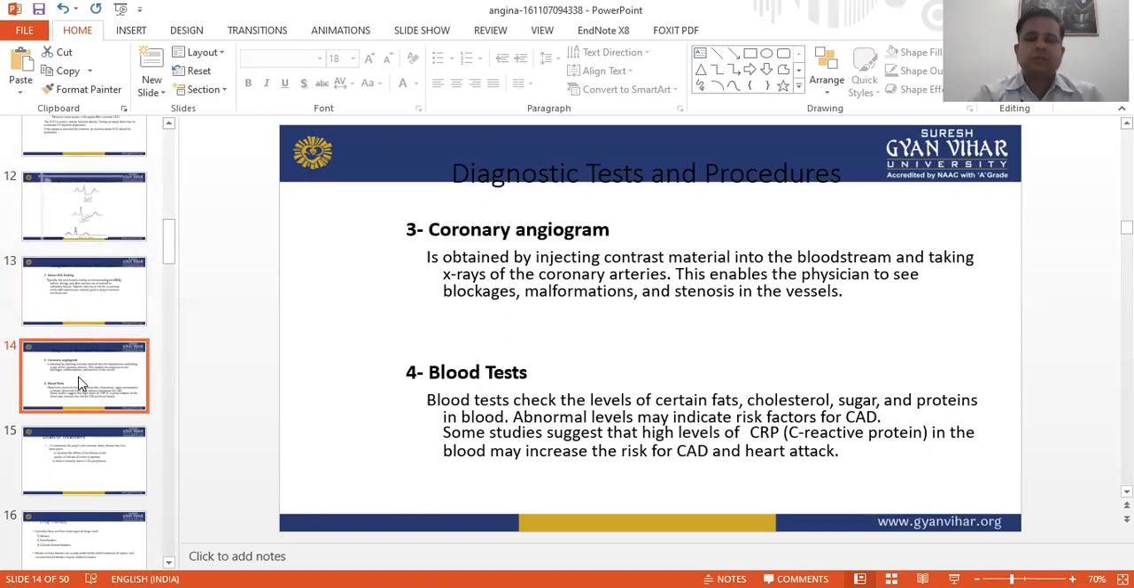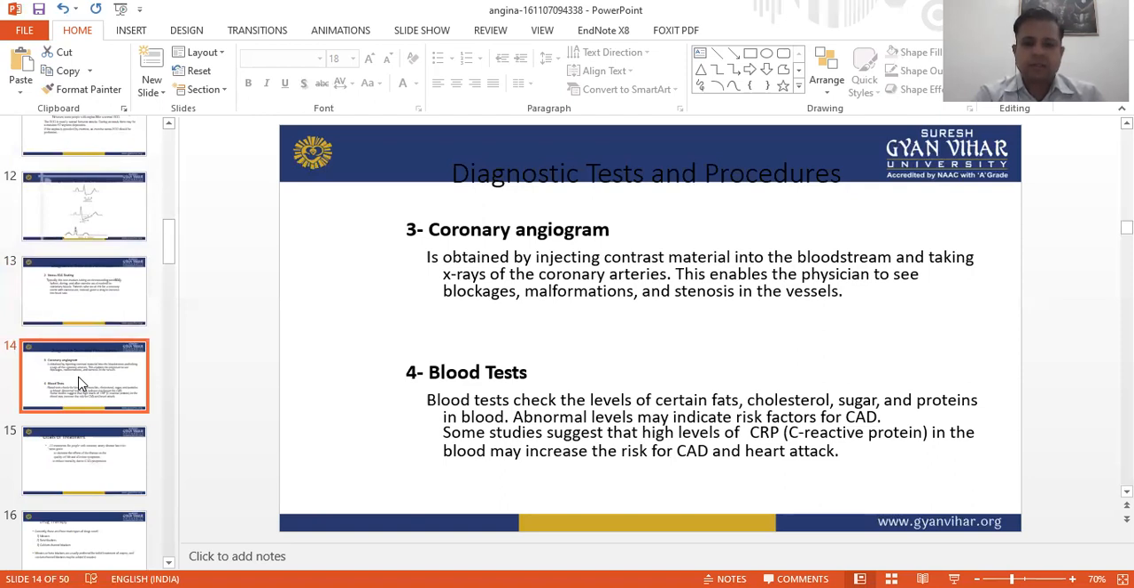The third diagnostic test, the coronary angiogram, is obtained by injecting contrast material into the bloodstream and taking X-rays of the coronary arteries. This enables physicians to see blockages, malformations, and stenosis in the vessels.